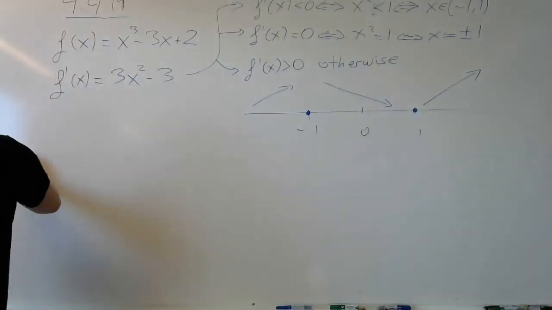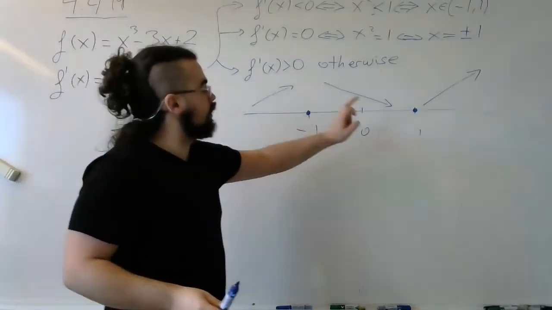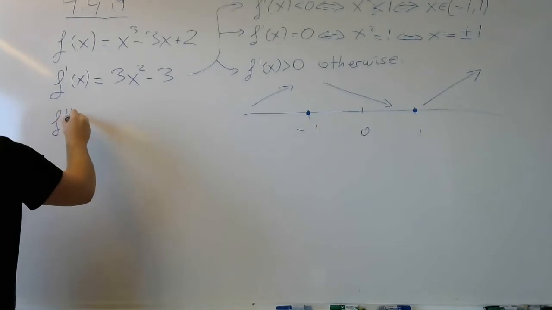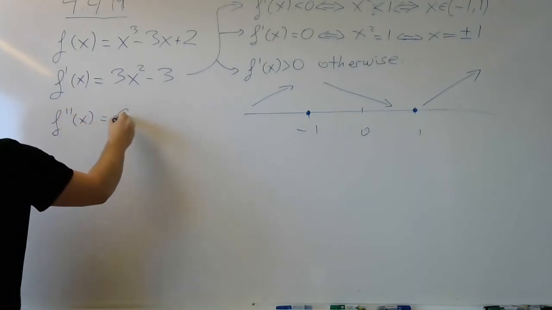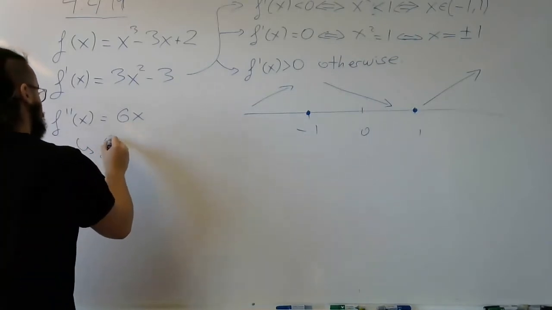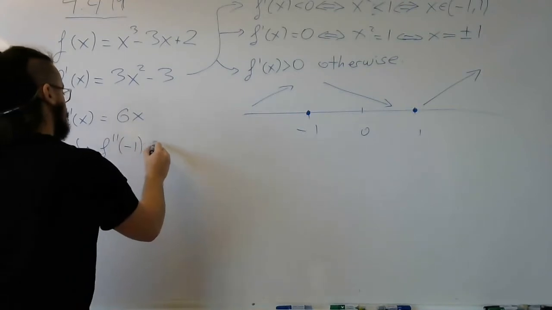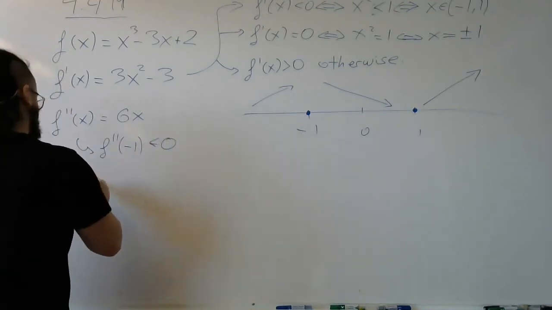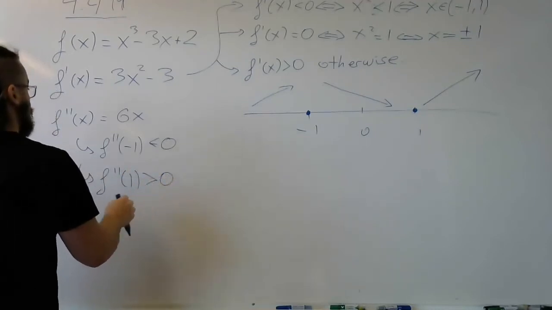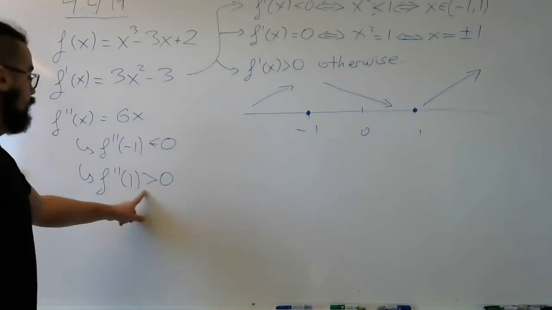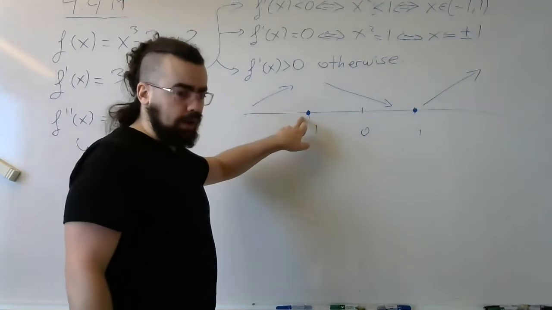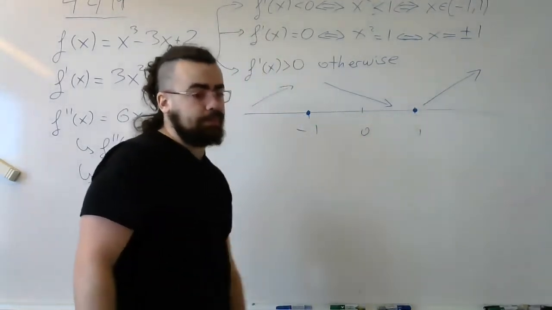Now, in order to see what these two inflection points may be, we need the second derivative. That is 6x. And from here, we notice f second of minus 1 is smaller than 0. And f second of 1 is greater than 0. So local maximum, local minimum.